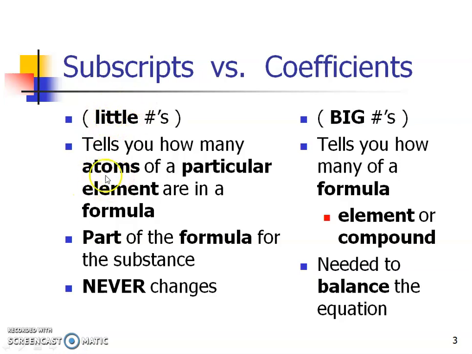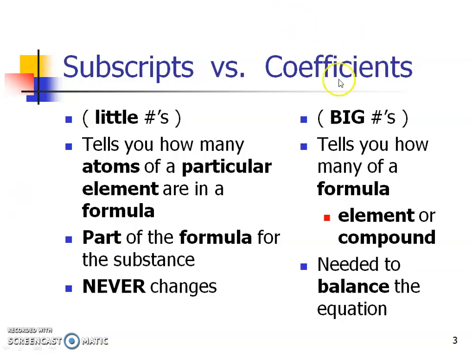Those tell you how many atoms of a particular element are in that formula. Remember, those are those numbers low to the ground. Okay, and they're always going to be part of the formula. They stay part of the formula, and we can never change that subscript, because if you change that subscript, you're changing the substance. So for instance, taking H2O versus H2O2 is hydrogen peroxide. So there's a difference between water and hydrogen peroxide with a simple change of a subscript.